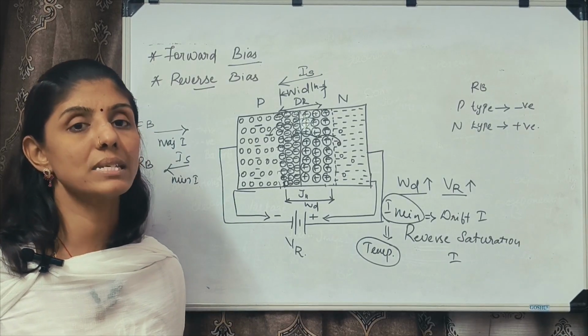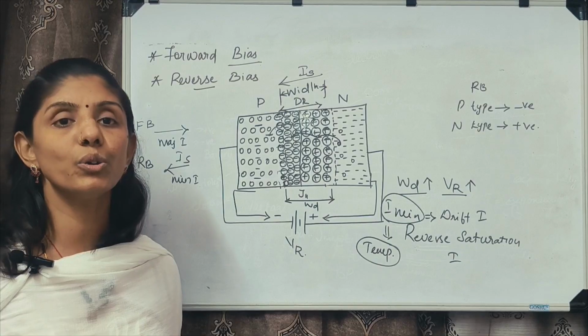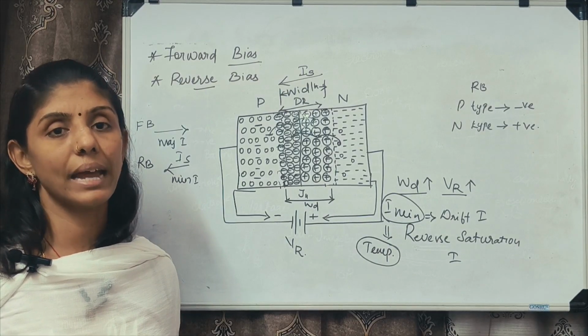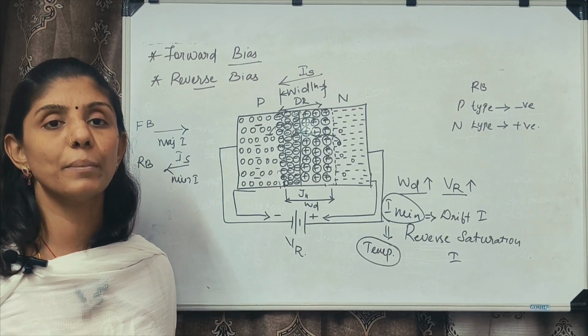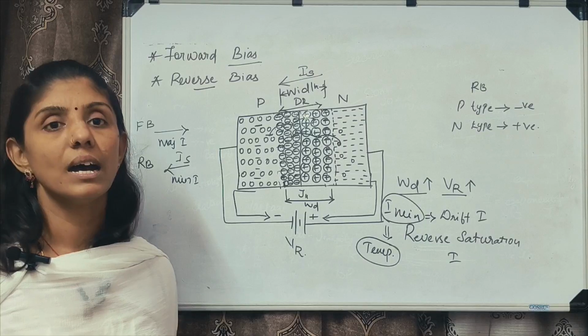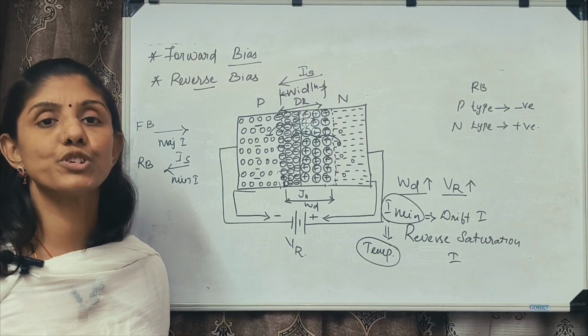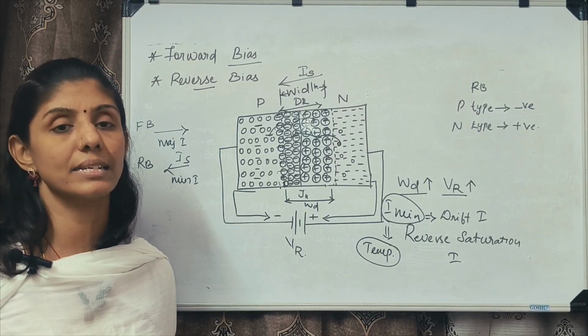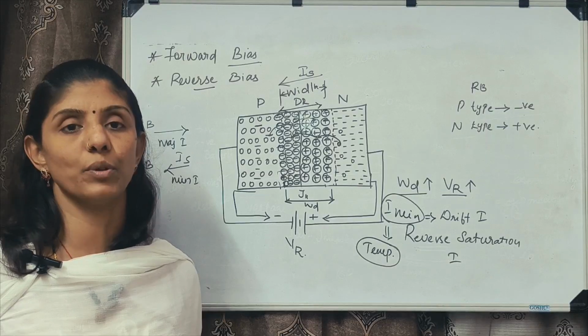By the next class, we will see how to draw the volt-ampere characteristics of the forward bias and reverse bias PN junction diode. We used to call it the VI characteristics. By the next class, we will study about this.